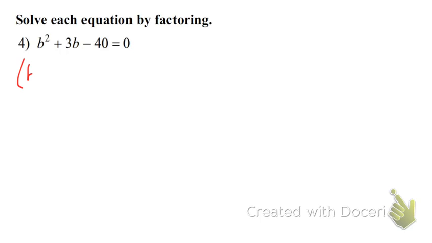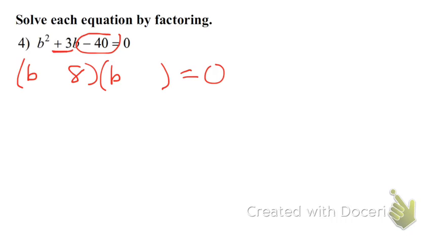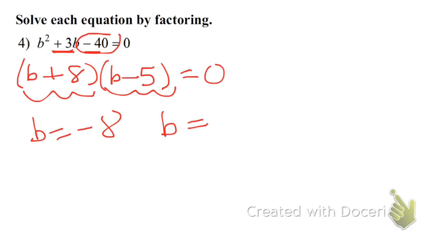To get the b squared, it's b times b. Two numbers that multiply to a negative 40, so the signs are different. They add to a positive 3. That's going to be 8 and 5. The real thing is I need it to multiply to a negative, so the signs are different, but add to a positive 3. So it's positive 8, negative 5. Set the first group equal to 0, you get b equals negative 8. Set the next group equal to 0, you get b equals 5.